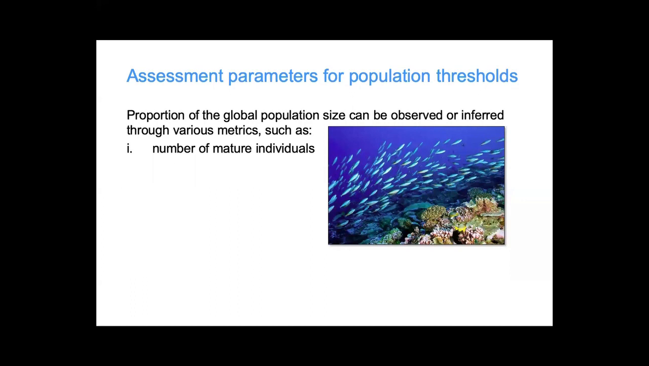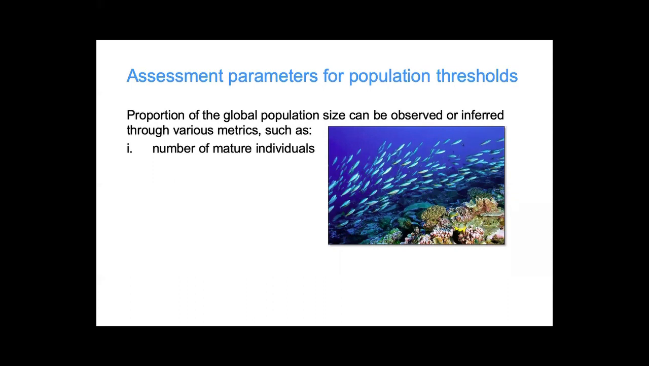So for species, the thresholds are defined in terms of the percentage of the global population size at a site. And this is measured in terms of mature individuals to account for differences in life history strategies. And the definition of mature individuals is the same as for the IUCN Red List. And it can be adapted for various different life forms, such as colonial organisms, for example.